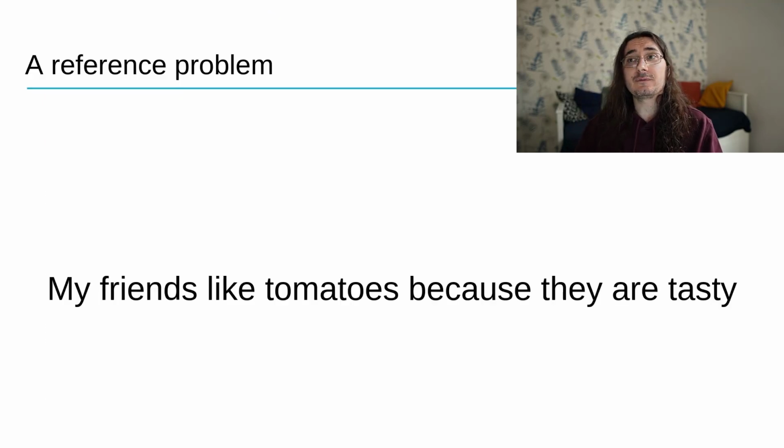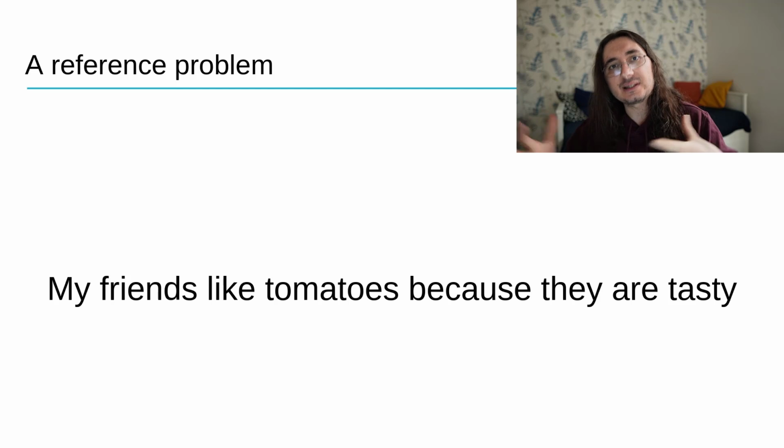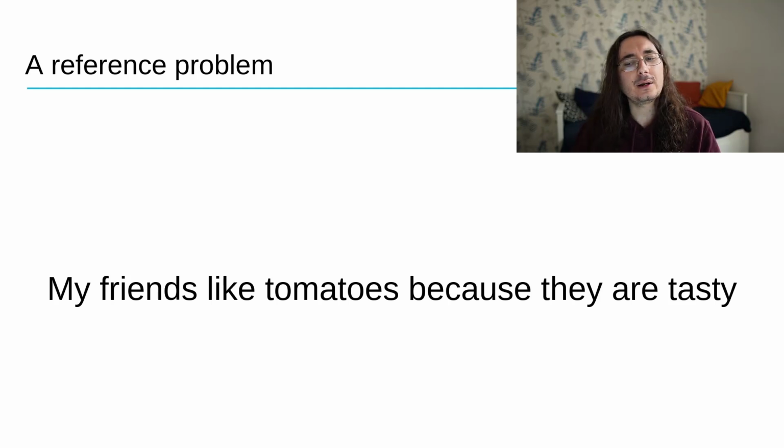In order to understand self-attention, I need to introduce the context for that and let you understand the problems that we've had with previous models. And we'll do that with this sentence as an example. My friends like tomatoes because they are tasty. There's some level of ambiguity in this sentence, isn't there? And that has to do with "they". We should understand what "they" points towards.